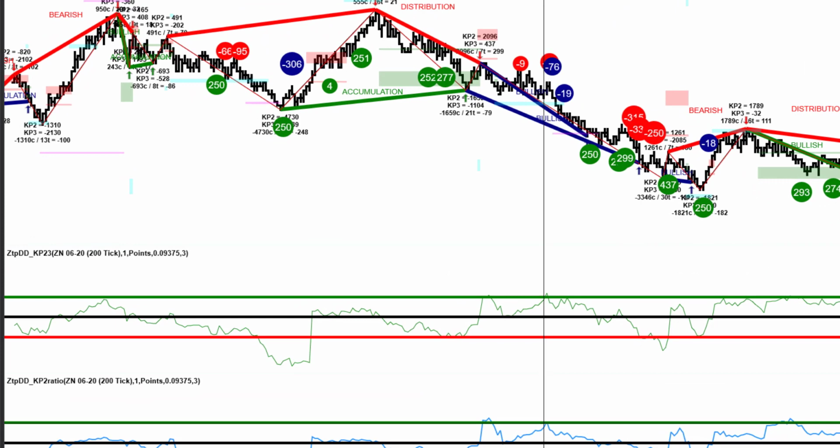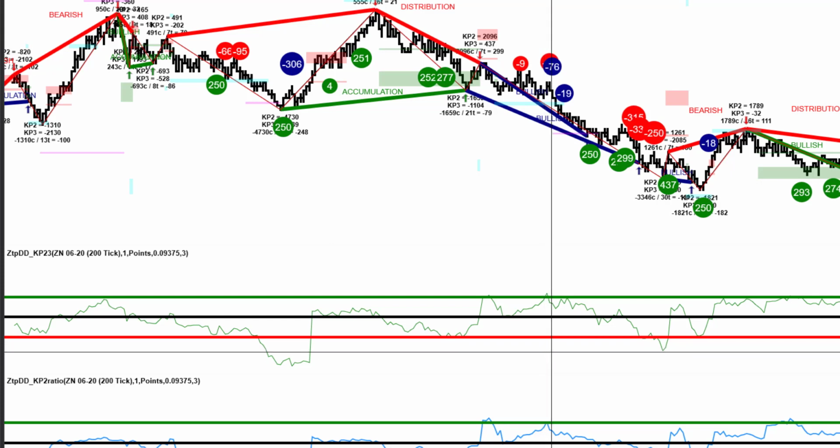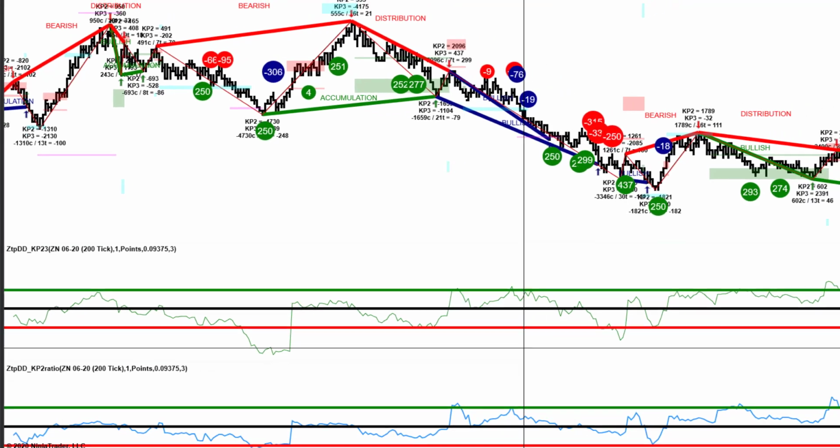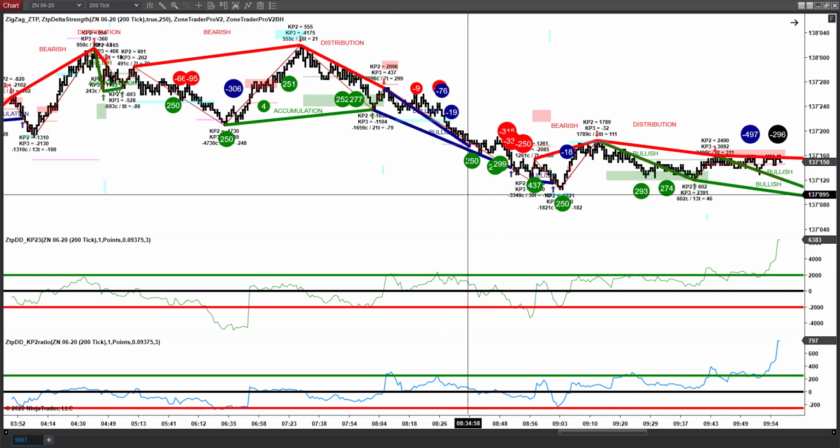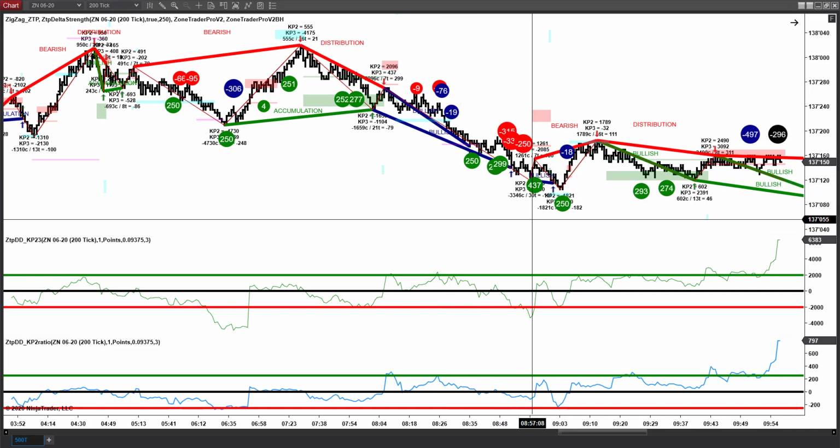Well, that means that as price is going sideways, they are trying to buy it, but the ratio is telling us here that they are coming in with limit orders and absorbing the supply. At this point here, once they get done absorbing the supply, you then see both the ratio and the KP2 moving in the same direction, which is extremely good for our short.